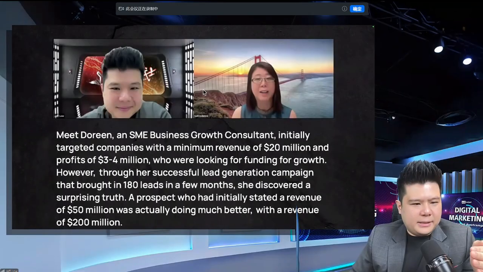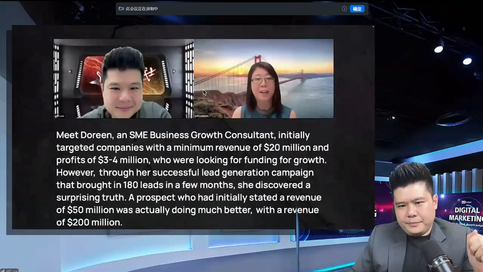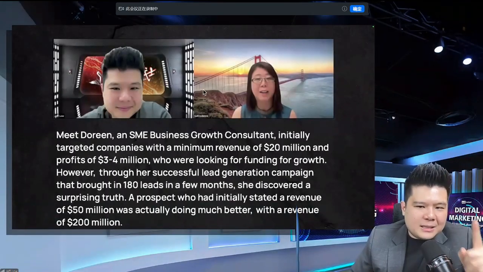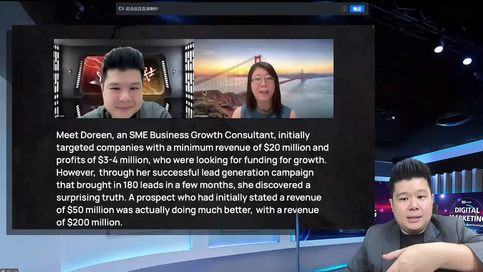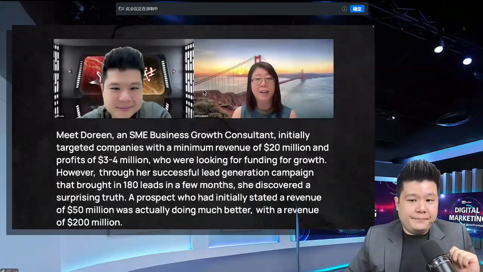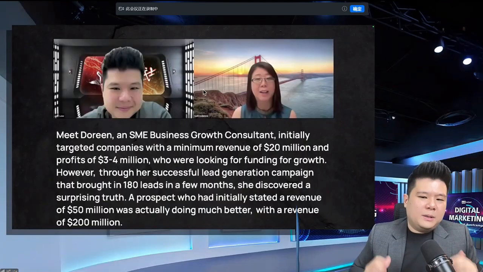There's tons of business above 20 million in revenue, but not every business is good for fundraising. And the fundraisers also pick the industry. Not all industries get funded by them. So it's actually super, super niche.